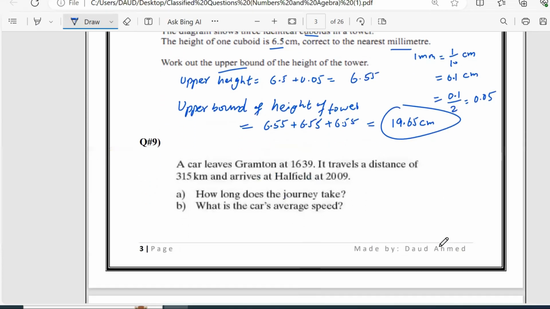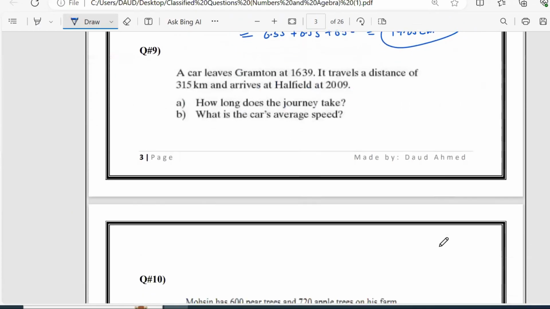Next, question number 9. A car leaves Brampton at 16:39, and this is the time, okay? 16:39, it is in the 24-hour clock, meaning 4:39. It travels a distance of 315 kilometer and arrives at Hallfield at 20:09, meaning 8:09. So how long? It means they want the time from 4:39 to 8:09. How much time?